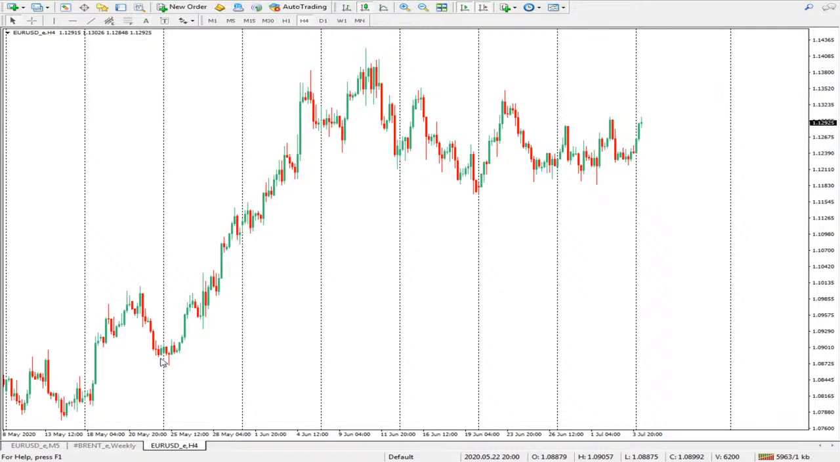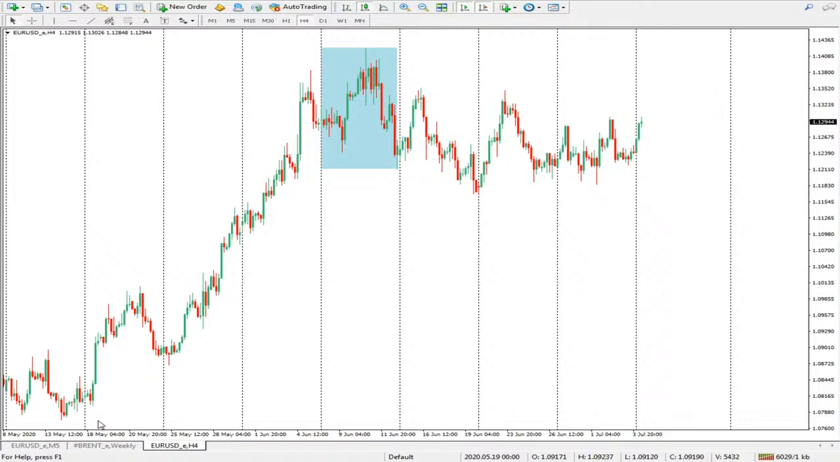Then the price moved up and closed even higher above where it opened. It moved up and closed higher. Then it moved up, but for the first time it actually closed below where it opened. So this was the beginning of retracement. We saw price move up all this while from the 18th of May.